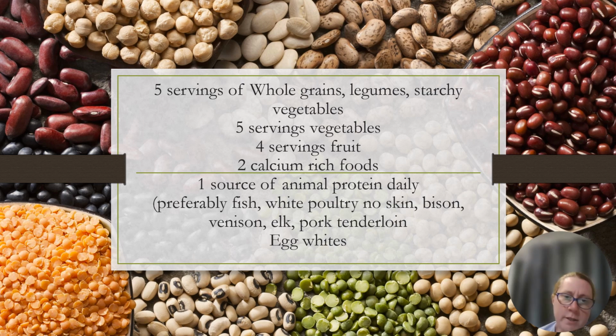We want 1 source of animal protein daily. So that means if you're going to have, let's say salmon at dinner, then your lunch and your breakfast should not consist of animal protein. It should be a plant protein. So when we talk about animal protein, we preferably want fish, high in omega-3, white poultry meat with no skin, so that could be chicken or turkey, bison, venison, elk, or pork tenderloin. Those are all low-fat options for meat. But beef, sadly, I say stay away.